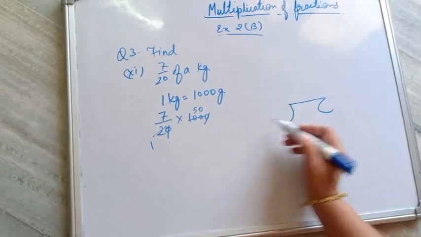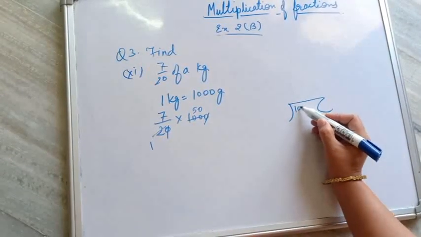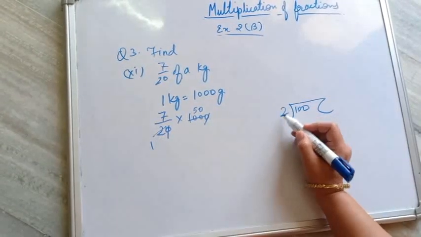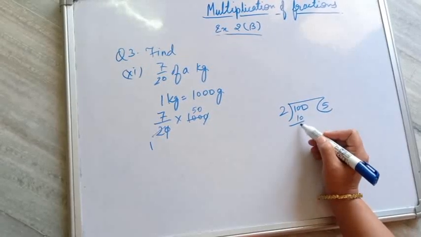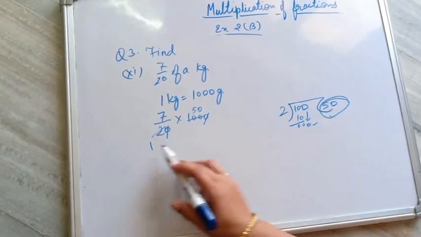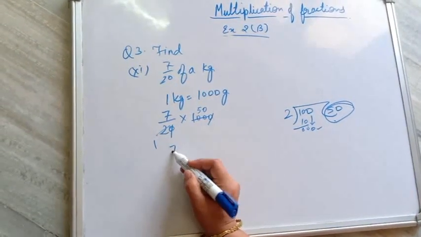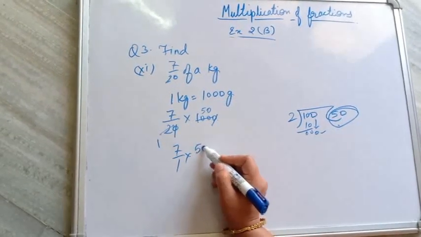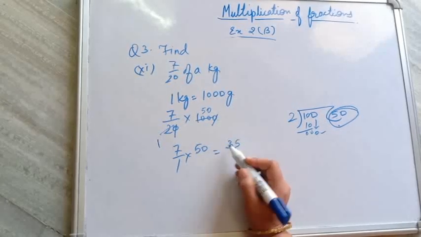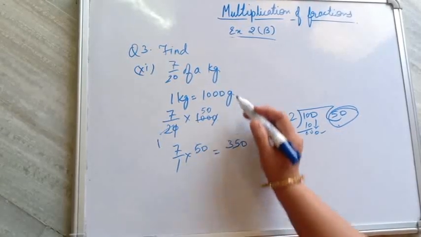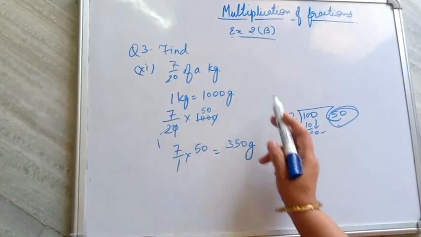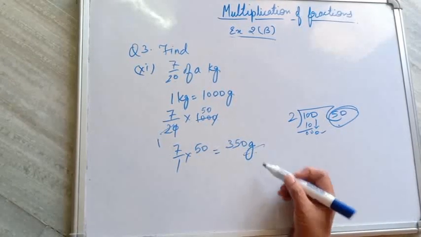If you are not able to understand this, you can do it like this. 1 0 we have cancelled, so 100 is left here and in denominator 2 is left. 2 5s are 10, 0 brings 0 down, you can shift this 0 here, that is 50. Now 7 upon 1 multiplied by 50. Now 7 5s are 35 and 0. So answer will be in grams because we have converted kg into grams. So 350 grams. 7 by 20 of 1 kg is equal to 350 grams.